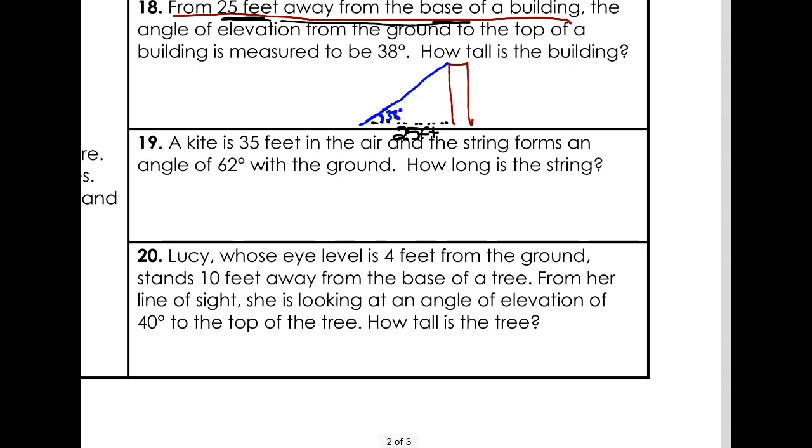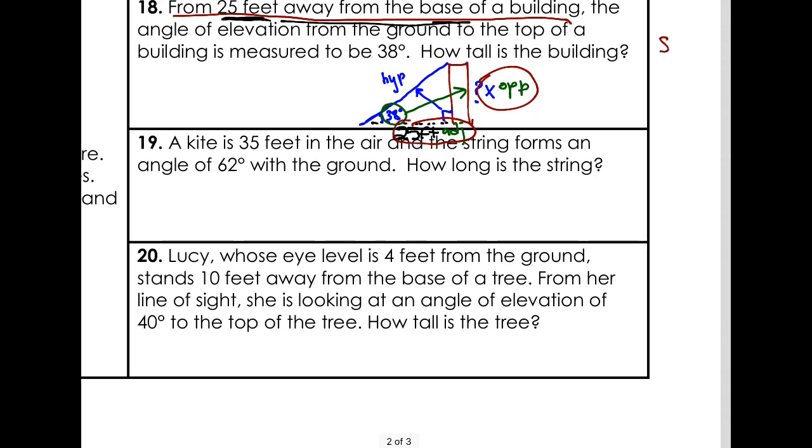And then how tall is the building? So we're obviously looking for this height here. So that's x. If we realize that that's going to form a right triangle, then we can label our hypotenuse. We can use the angle 38 here to label opposite. And then by default, the 25 down here is the adjacent. So if we want to solve for the height, we want to use the opposite, and we know the adjacent.